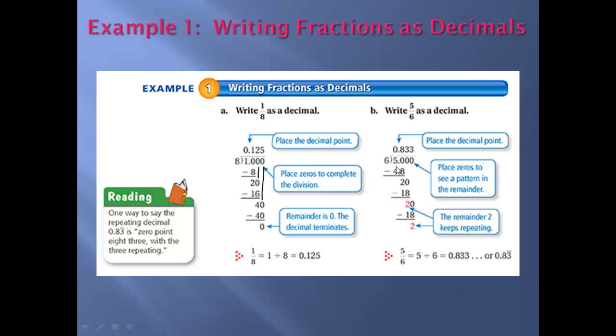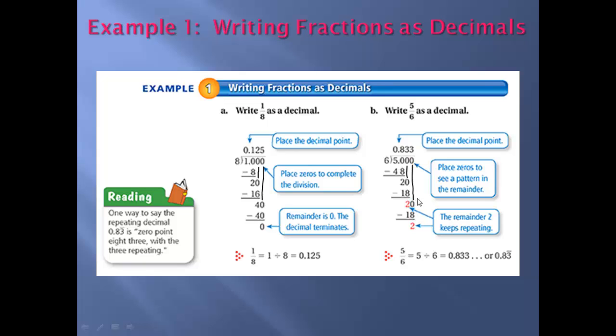6 cannot go into 5, so we put a 0 above that 5. We then need to add a decimal and a 0 behind the 5 so we can continue dividing. The decimal will go straight above in the answer. 6 goes into 50 8 times, and 8 times 6 is 48. 50 minus 48 is 2, and then we bring down our 0. Now 6 goes into 20 3 times, and 3 times 6 is 18. 20 minus 18 is 2, and then we would now bring down our next 0.